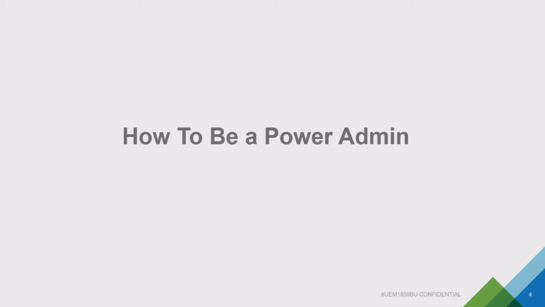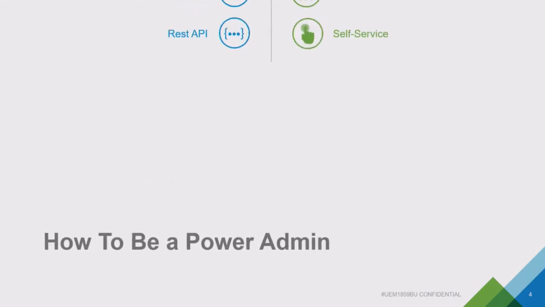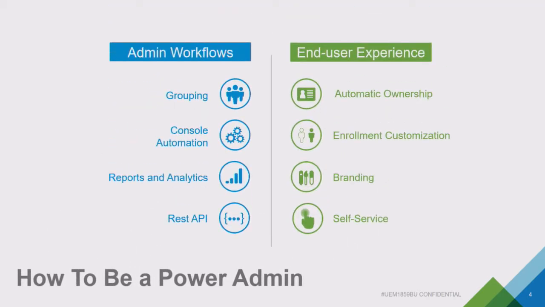Now, what we're going to go through in this session is being a power administrator. And I want to break it up into two discrete parts. Because things that you can ultimately affect in the console, from an AirWatch perspective and a Workspace ONE perspective, can make your lives easier and can also make your end users' lives easier. So the first section is around administrative workflows. We want to go through and talk about what you can do from an admin side to make your experience as an administrator much easier.